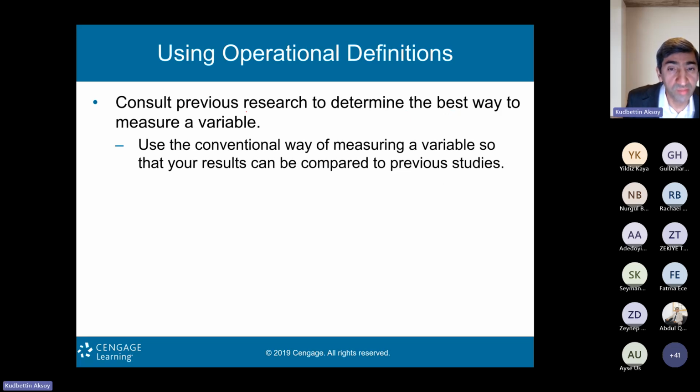So we consult with previous research to determine the best way to measure the variable. We use the conventional way of measuring a variable so that your results can be compared to previous studies. Unless you are leading research in the field, you don't come up with a brand new study. In fact, creating a scale like that on its own is a research study.